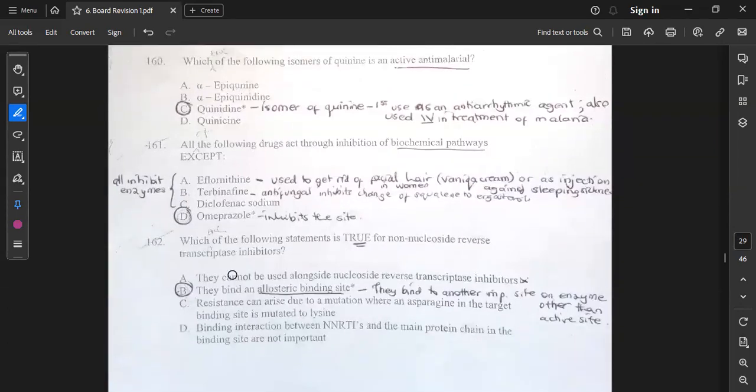Which of the following statements is true for non-nucleoside reverse transcriptase inhibitors? They cannot be used alongside nucleoside reverse transcriptase inhibitors. They bind to an allosteric binding site. Resistance can arise due to a mutation where the asparagine in the target binding site is mutated to lysine. Binding interactions between NRTIs and the main protein chain in the binding site are not important.